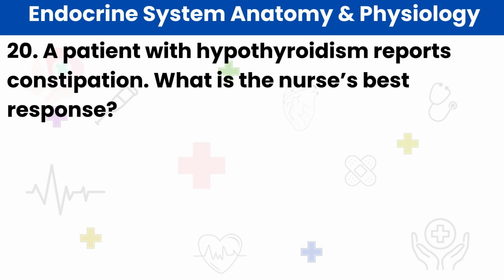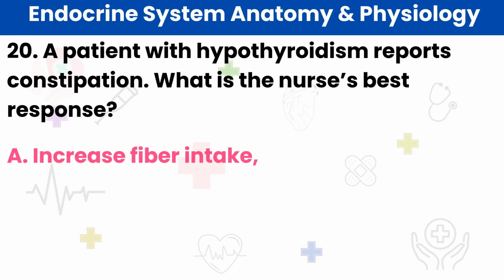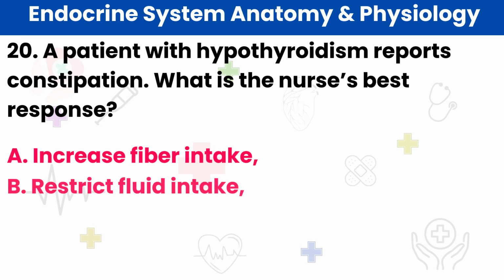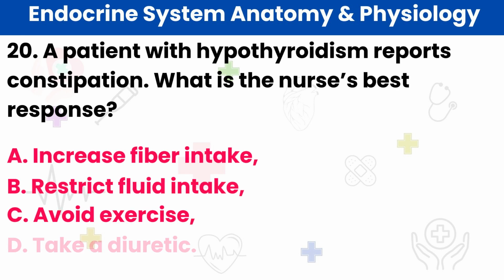20. A patient with hypothyroidism reports constipation. What is the nurse's best response? A. Increase fiber intake. B. Restrict fluid intake. C. Avoid exercise. D. Take a diuretic.